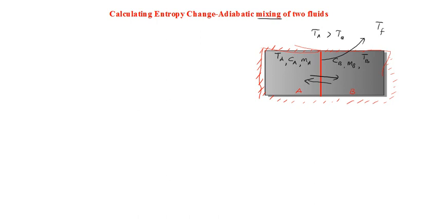Now, since TA was initially at a higher temperature than TB, after mixing the temperature of A will drop to some value, the intermediate resulting temperature TF. And for subsystem B, the temperature will be rising from TB to TF.